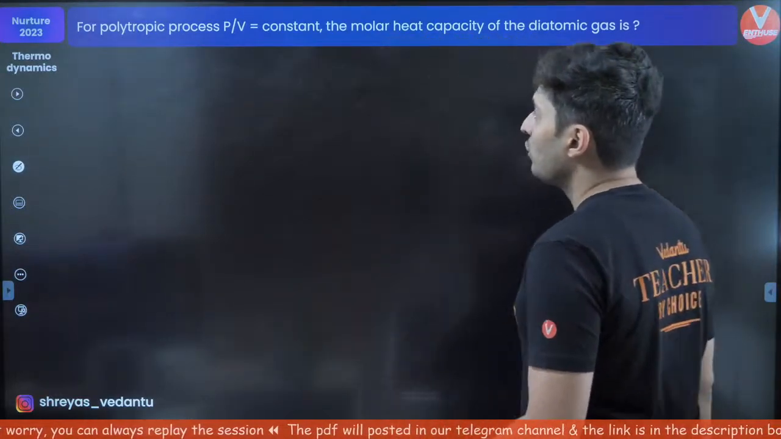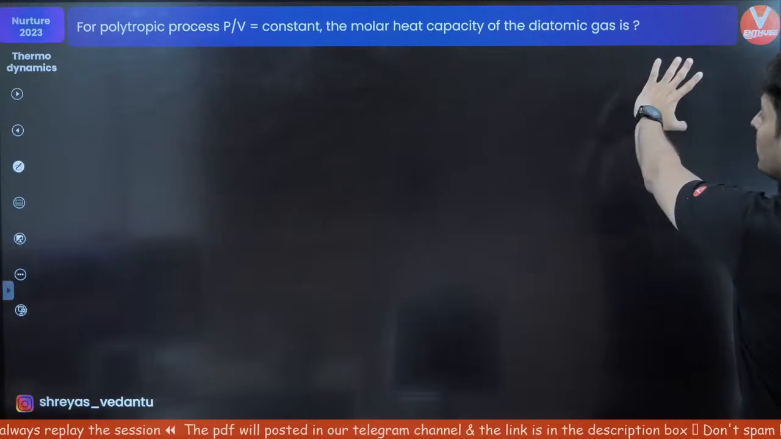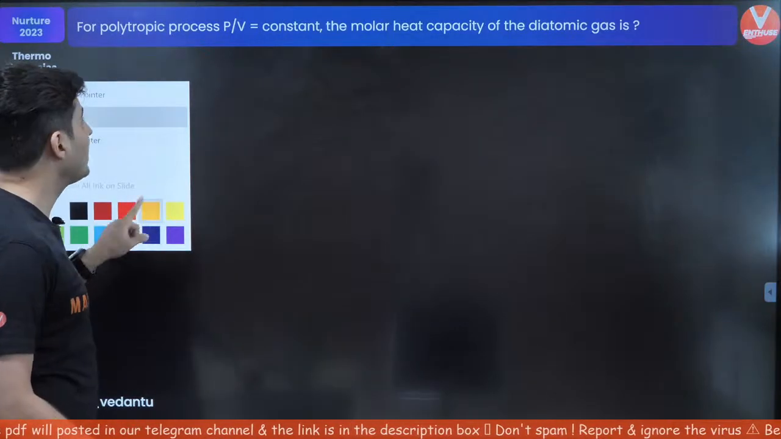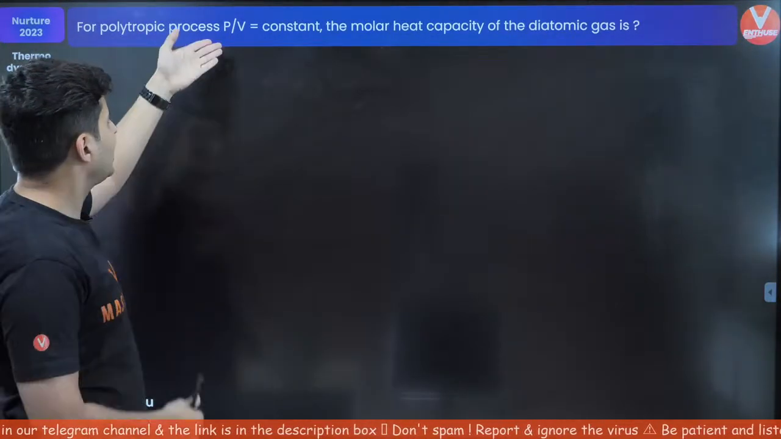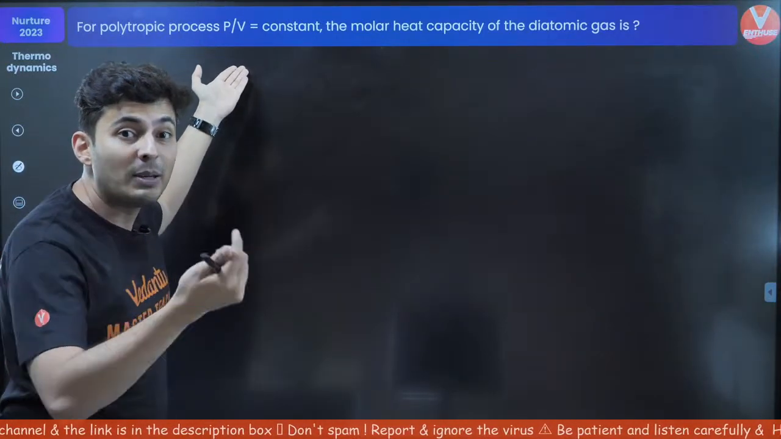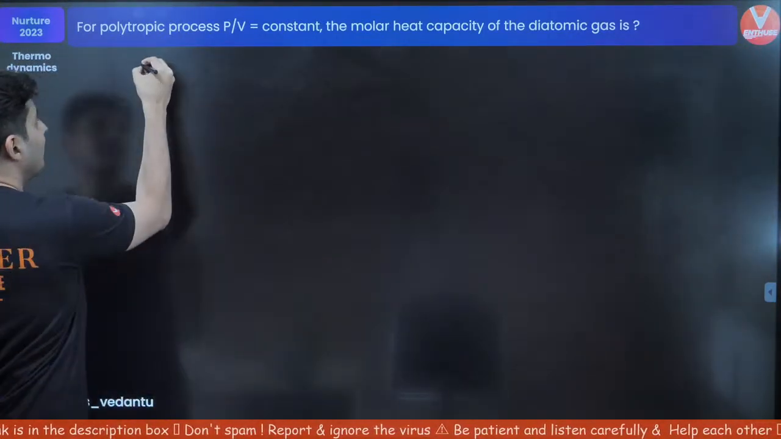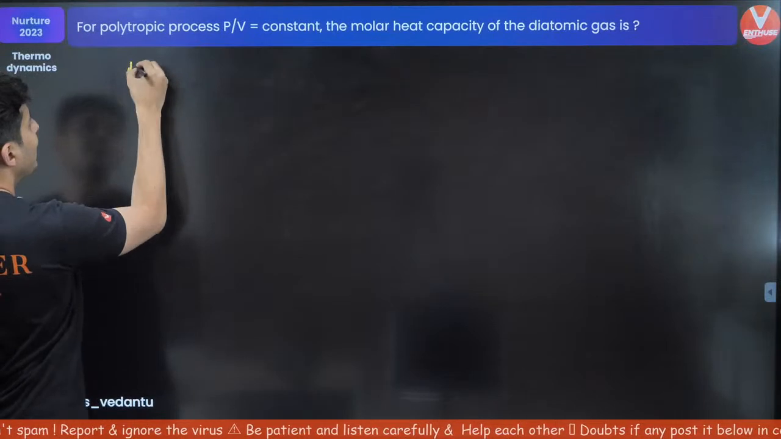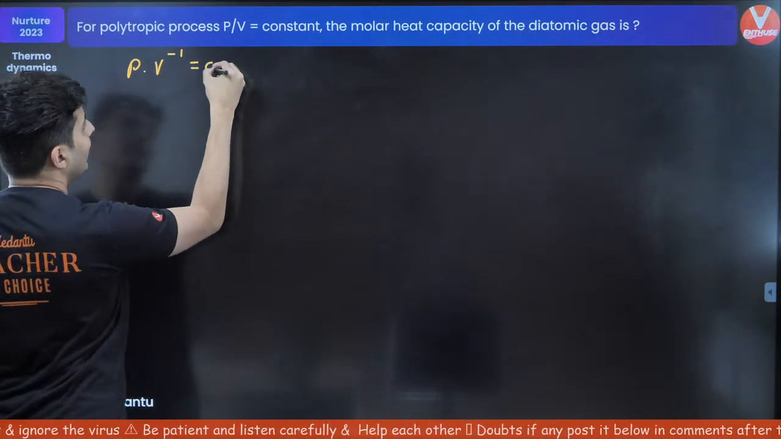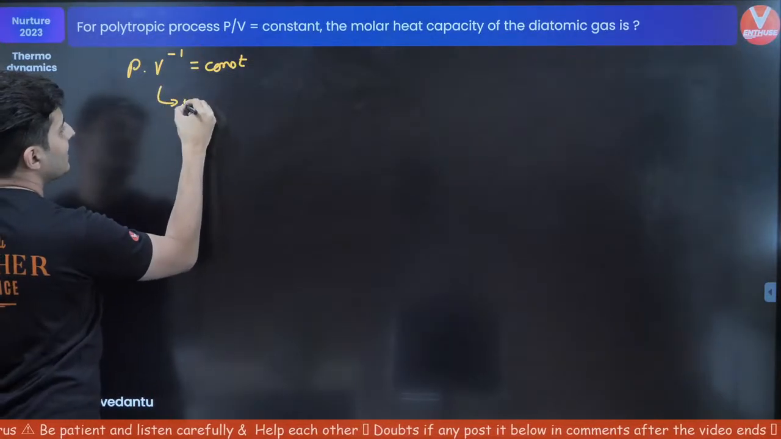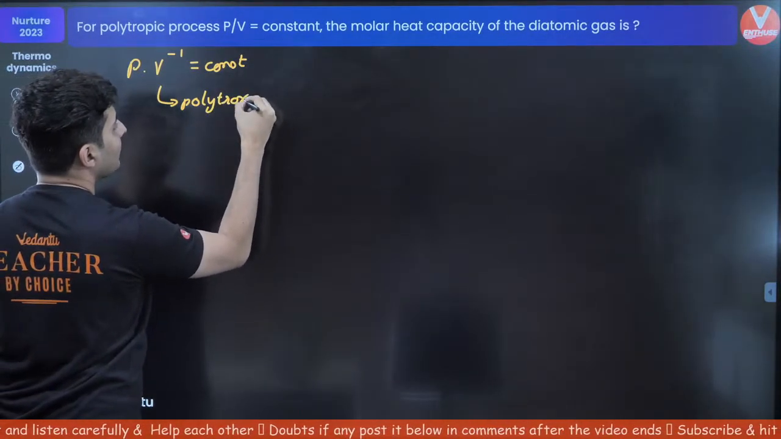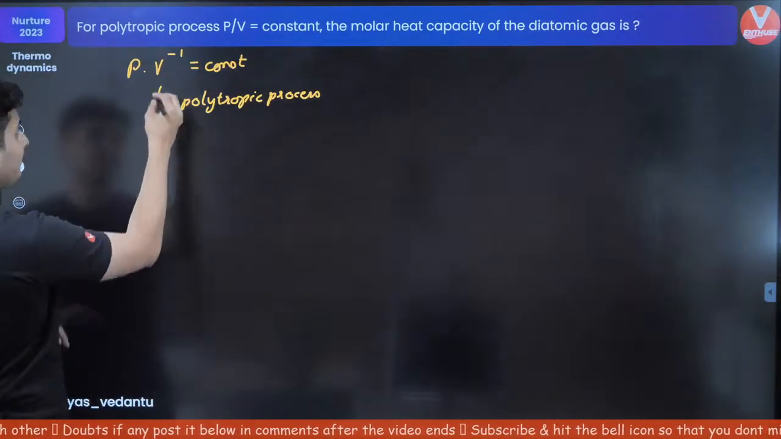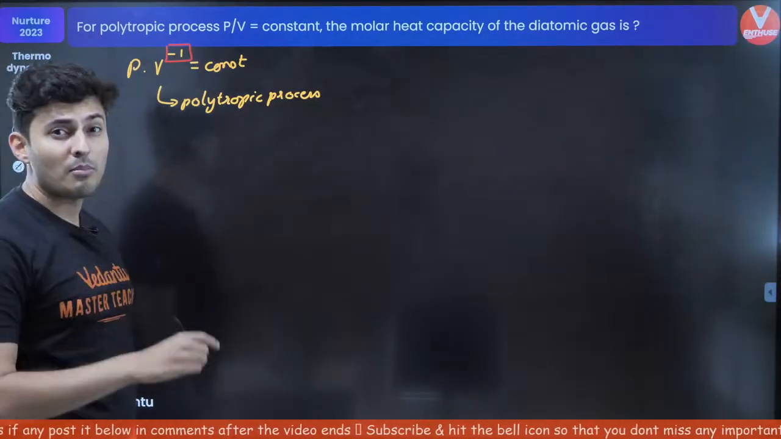For a polytropic process, P by V is constant. The molar heat capacity of the diatomic gas is, let's start doing it. P by V is constant. Guess what? This is actually a polytropic process. You might think, sir, this is isothermal. No, it is not P into V, it is P by V. So P into V raised to -1 is a constant. This is basically a polytropic process, and you have immediately gauged what that power is. This is that power, -1.